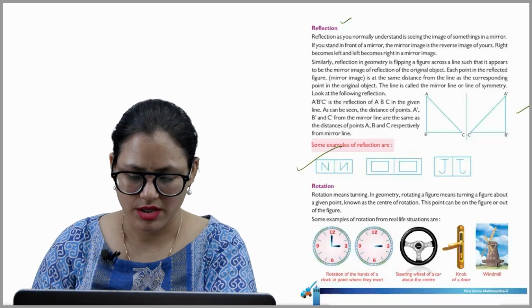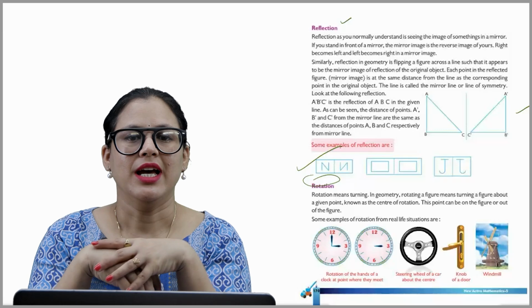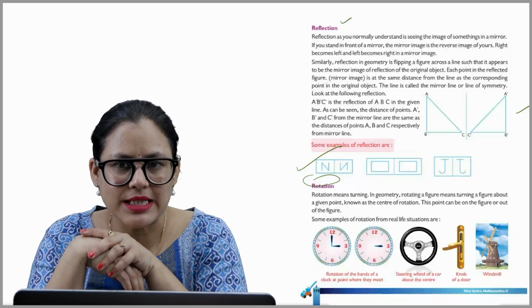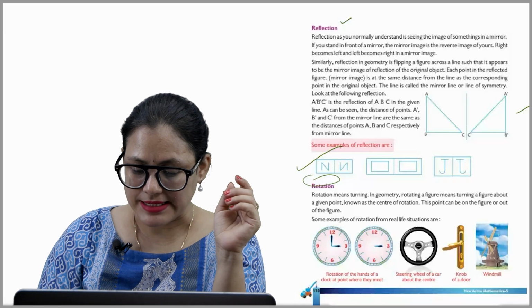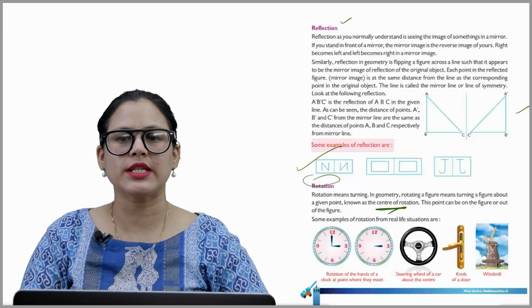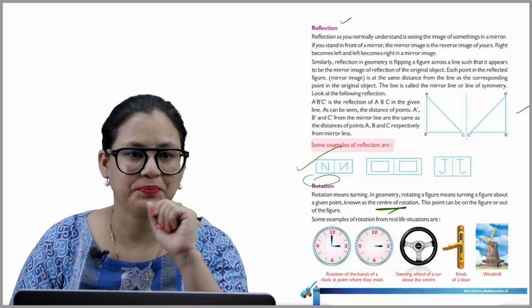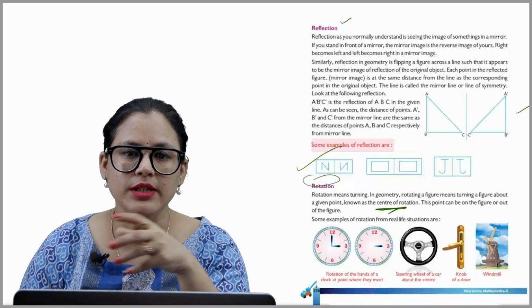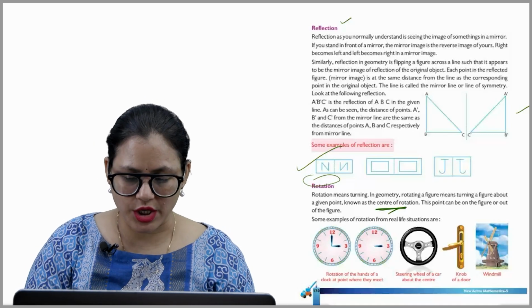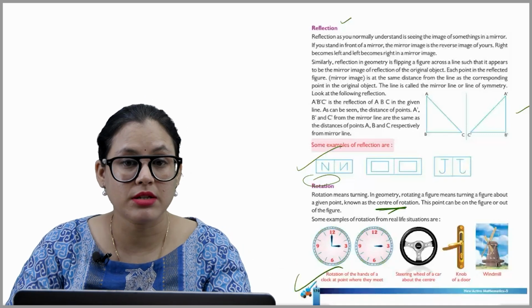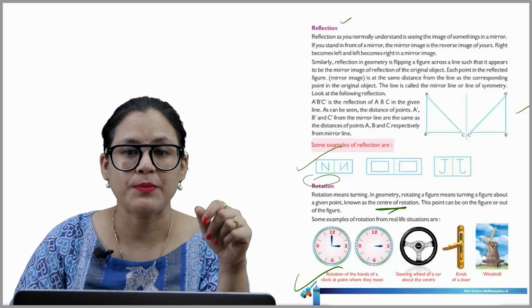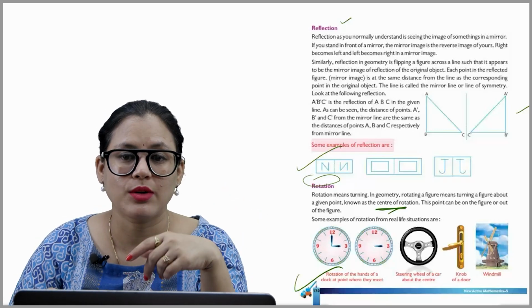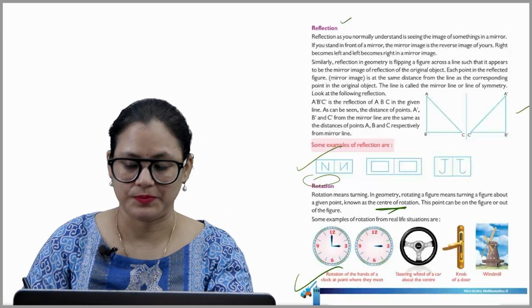Now rotation. Rotation means a turning. In geometry, rotating a figure means turning a figure about a given point known as the center of rotation. This point can be on the figure or outside of the figure. Some examples of rotation in real life situations are rotation of the hands of a clock at the point where they meet, the steering wheel of a car about the center, the knob of a door, okay. It also rotates, right? And a windmill also rotates.